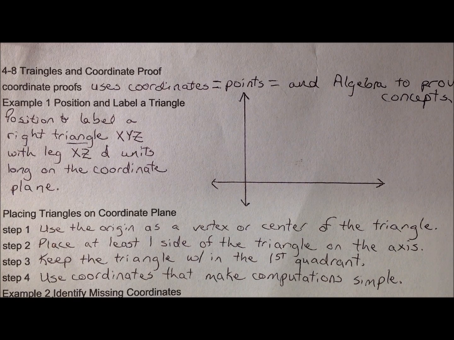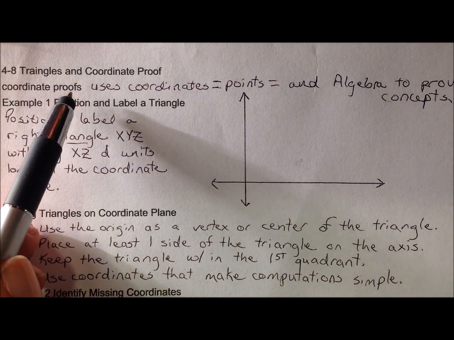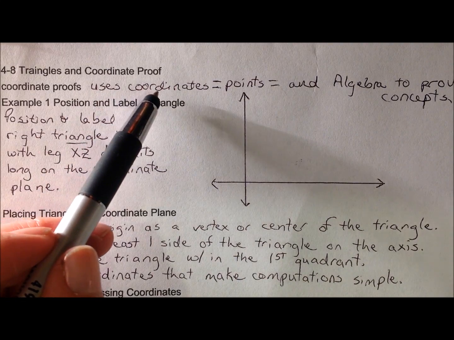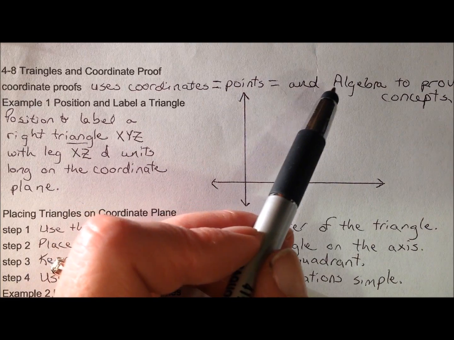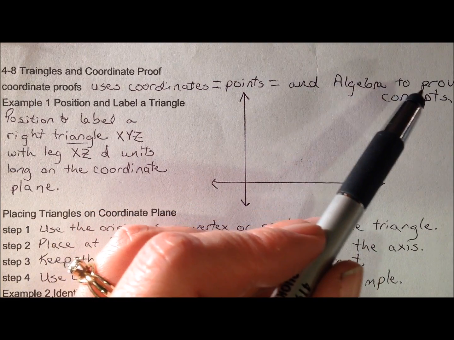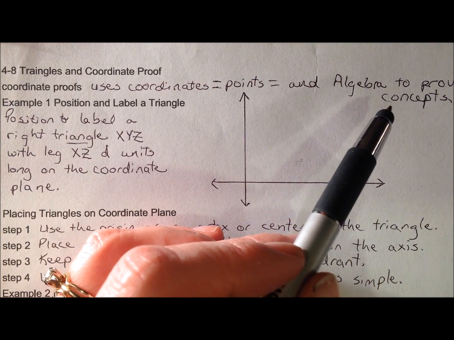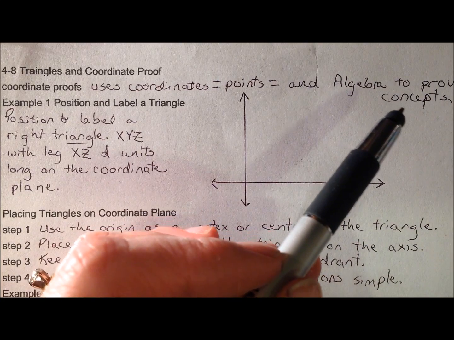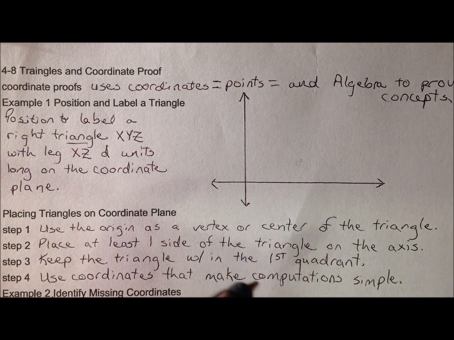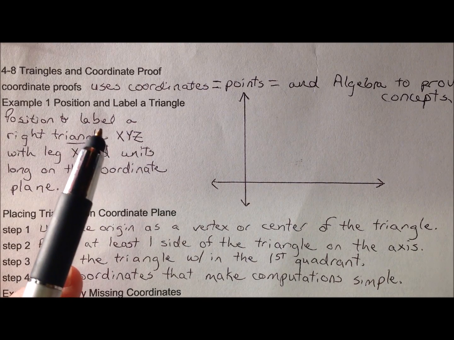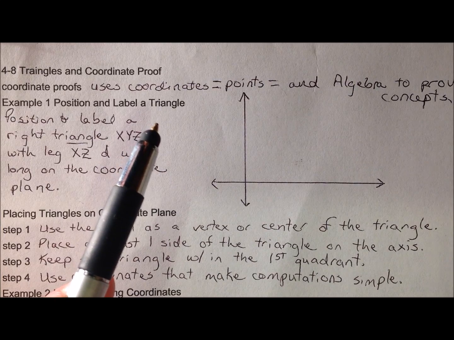Section 4.8, Triangles and Coordinate Proof. First of all, coordinate proofs use coordinates or points such as x, y, and also some algebra to prove concepts such as two angles are congruent or a triangle is isosceles. First of all, though, we need to look at how to position and label a triangle.